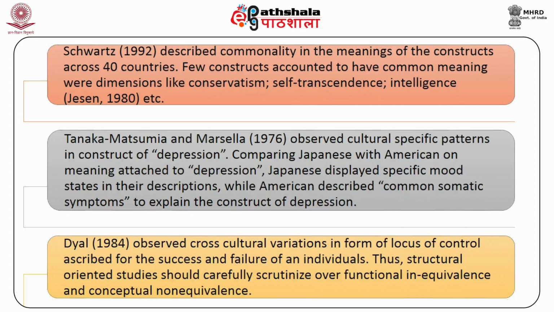Tanaka and Matsumiya and Marcella in 1976 observed culture-specific patterns in constructs of depression. Comparing Japanese with Americans on the meaning attached to depression, Japanese displayed specific mood states in their descriptions, while Americans described common somatic symptoms. To explain the concept of depression, Dayal in 1984 observed cross-cultural variations in the form of locus of control, ascribed for the success and failure of an individual. Thus, structure-oriented studies should carefully scrutinize functional inequivalence and conceptual non-equivalence.